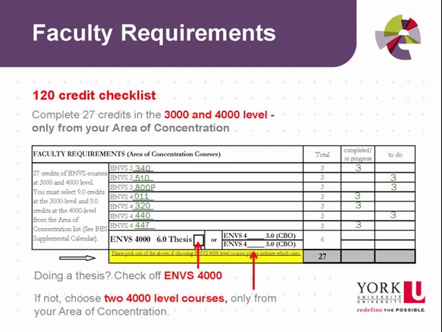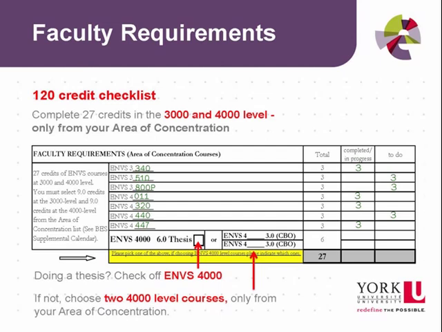For this section, you must complete a total of 27 credits of ENVS courses at the 3000 and 4000 level from your area of concentration. When filling out this section, list the course codes instead of the full course names.